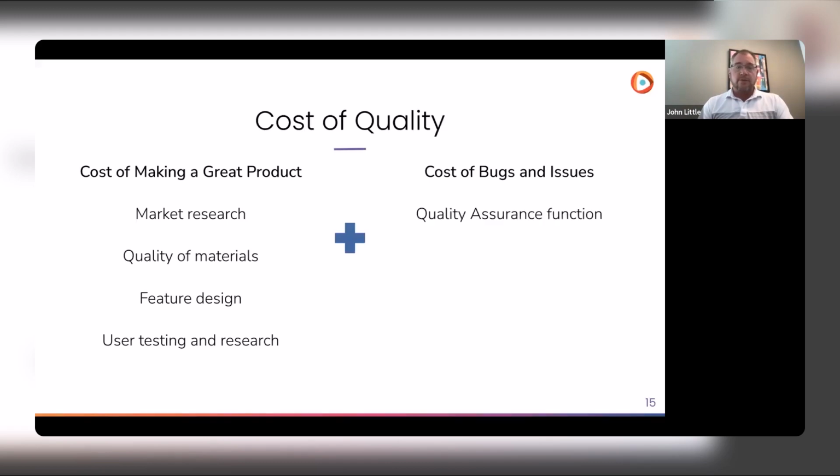So you have the cost of bugs and issues. Now, this goes right into your QA function. So QA, the reason that quality assurance or quality control even exists is because there are bugs. If all products are made with no bugs, there'd be no reason to check to see if there's bugs there or not.